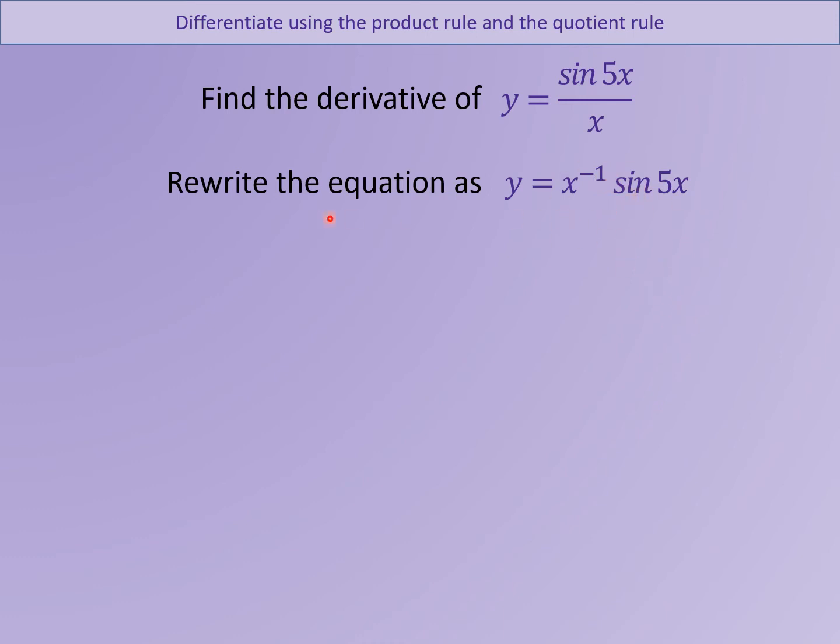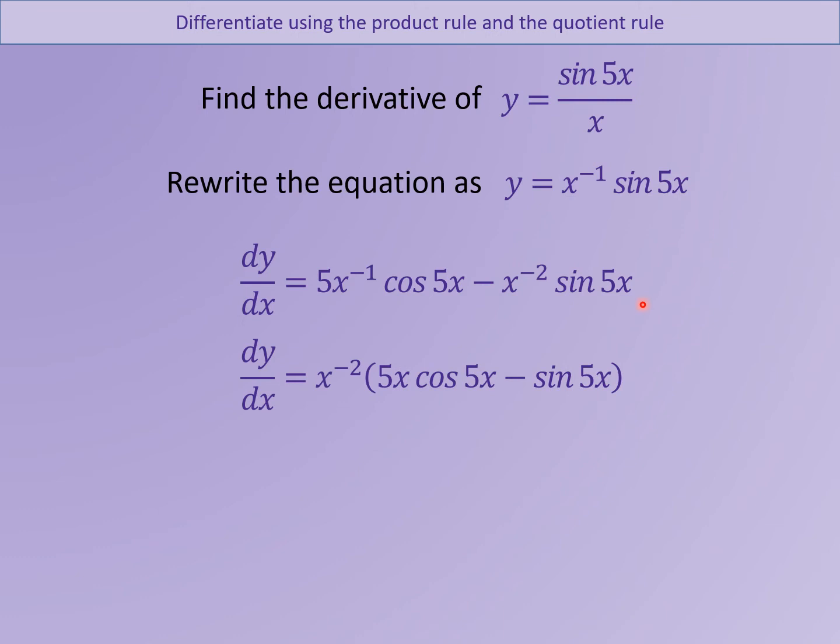Well, what I can do now is use the product rule. I can leave that first function alone. I can differentiate the sine 5x, which is where we get 5 cos 5x. And I can also differentiate this function, minus 1 lots to the power minus 2, multiplied by this one left alone, sine 5x. Now what I'd like you to do is neaten this up as best you can, and maybe try putting it back into a quotient like your original question. So pause, have a go yourself.